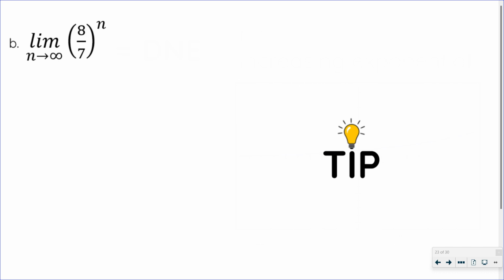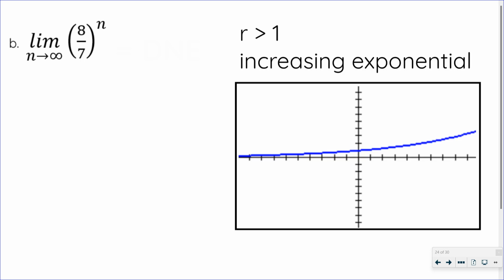Let's look at another one. In this one, the limit as n approaches infinity of 8/7 to the n. Now 8/7 is a number greater than 1, so I think about my graph. Graphs that have a base greater than 1 are increasing exponential graphs, so the graph would look something like this. And I know when it's an increasing graph, as my exponent gets bigger and bigger, this limit grows without bound. So therefore, it does not exist.